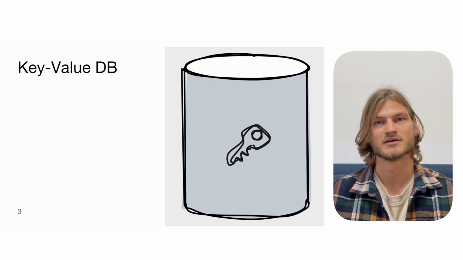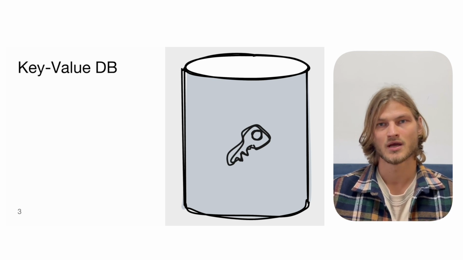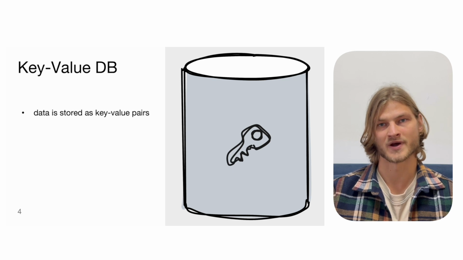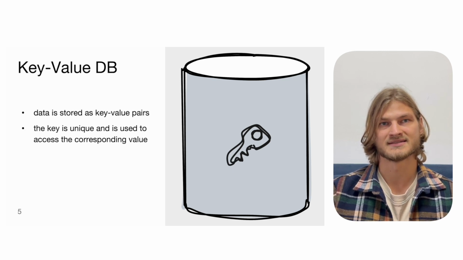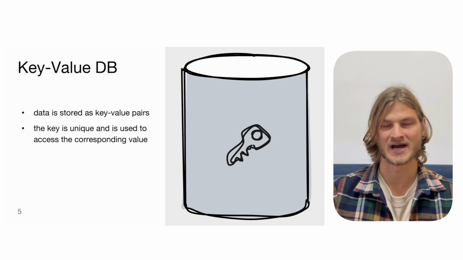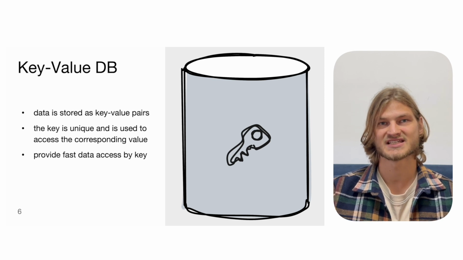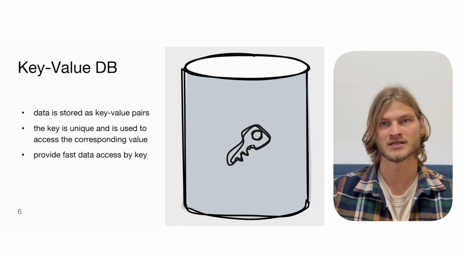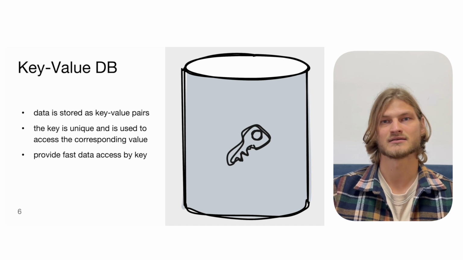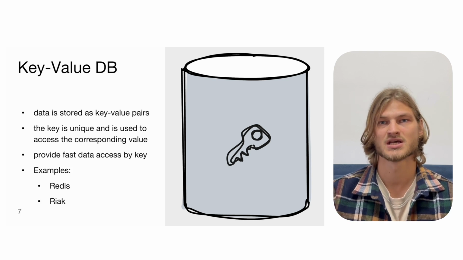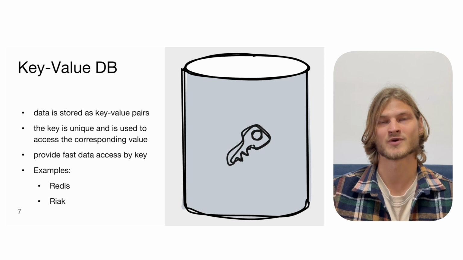So first of all, I want to speak about key value DB as an example of NoSQL database. In key value DB, data is stored as key value pairs. And the key is unique and is used to access the corresponding value. Such databases provide fast data access by key, and it's a main feature of such databases. As for examples, I can provide Redis and Riak.